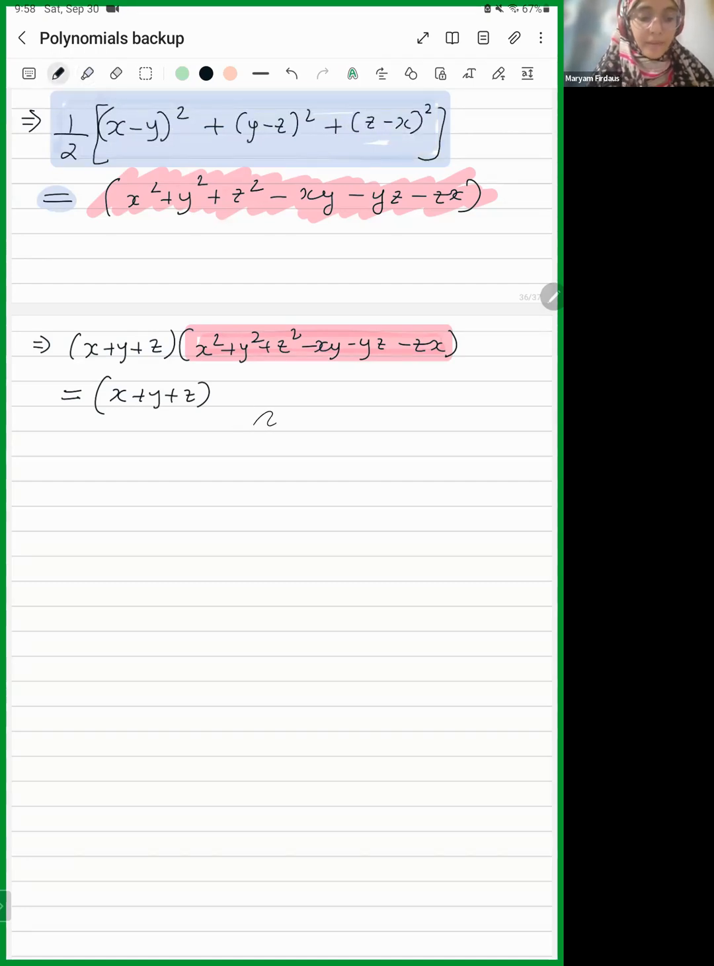Tell me. So it will be half bracket x minus y whole square, plus bracket y minus z whole square, plus z minus x whole square, then bracket close. Okay.